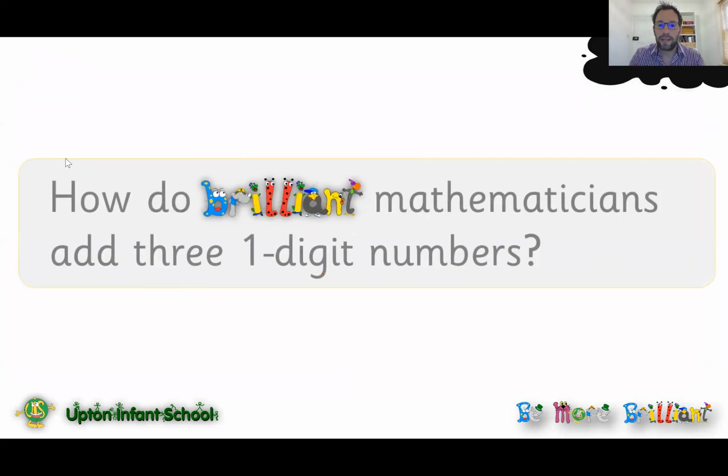And that brings us to the end of today's maths lesson. We've been looking at how brilliant mathematicians add 3 one-digit numbers together. And we've been finding out that we could use doubling, or we could use making 10 or finding 10 to find the answers to those questions.